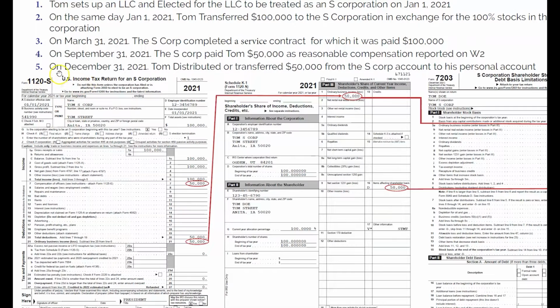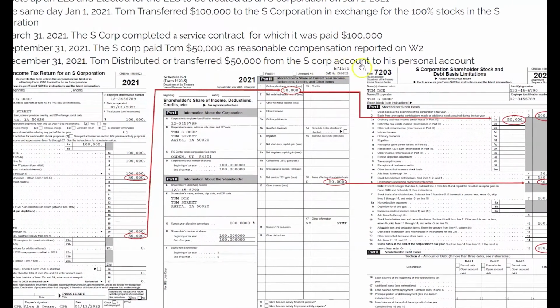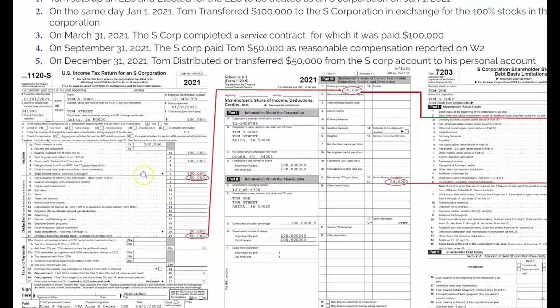All right, so now let's look at what happened on December 31, 2021. Tom distributed or transferred 50,000 from the S corp to his personal account. So the plot gets thicker. Things get complicated from here. But really, it's not a problem, because if Tom has distributed or transferred 50,000 from the S corp to his personal account, it basically decreases his basis. It has no impact on the financial statement here. It has no impact on the 1120S page 1 we have here. It is simply a distribution that reduces your balance sheet account.